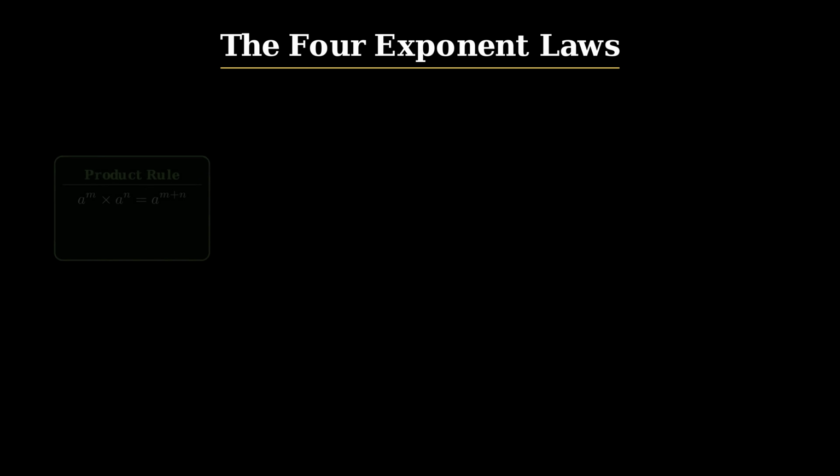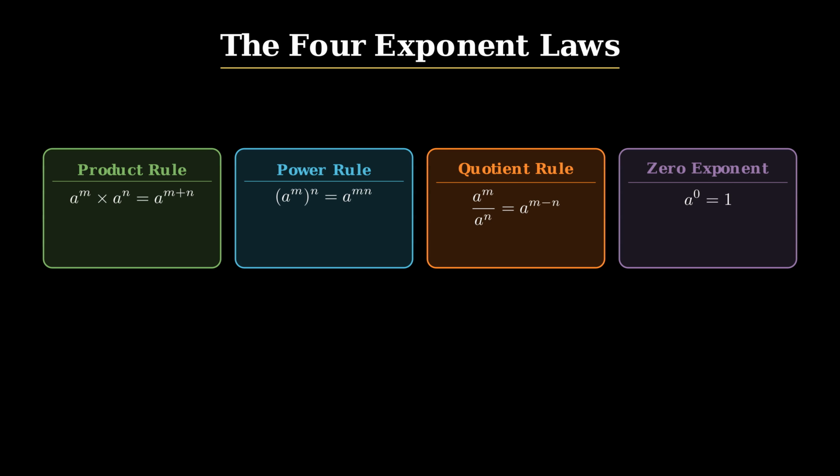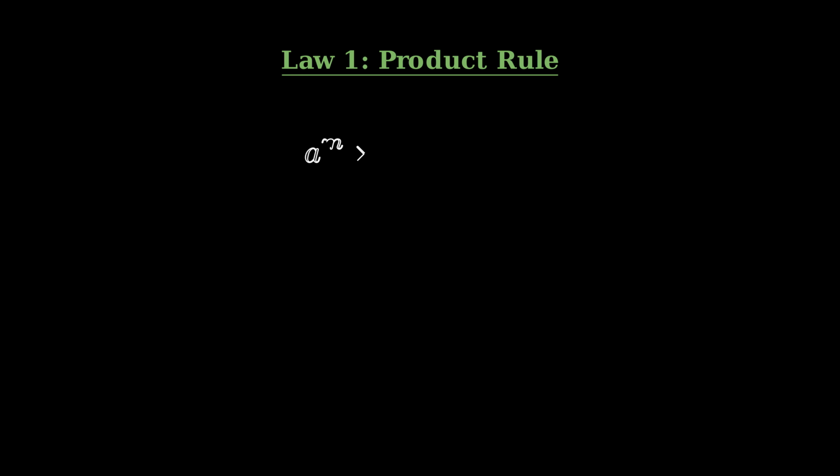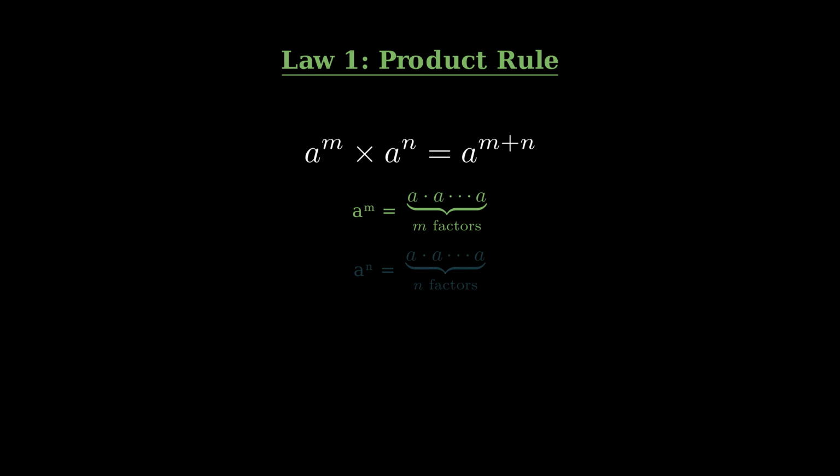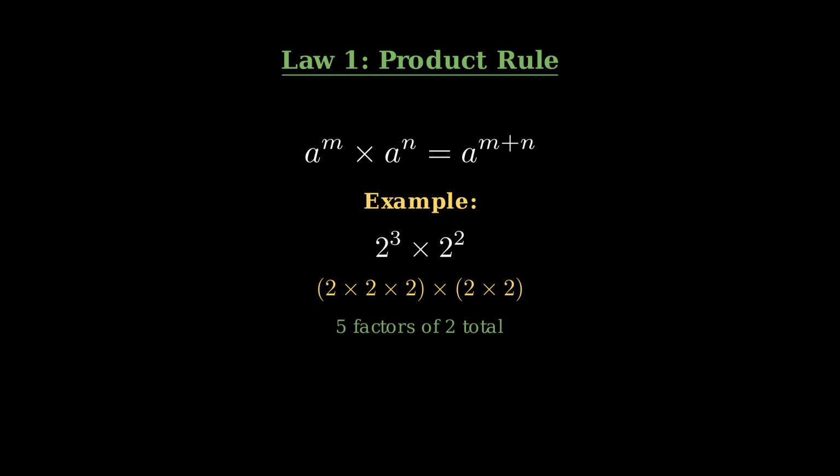The laws of exponents are the foundation for all algebraic manipulation. Let's recap the four most important ones. Law 1. When multiplying powers with the same base, we add the exponents. A to the m times a to the n equals a to the m plus n. Example, 2 cubed times 2 squared, that's 2 to the 3 plus 2, which is 2 to the 5th, or 32.